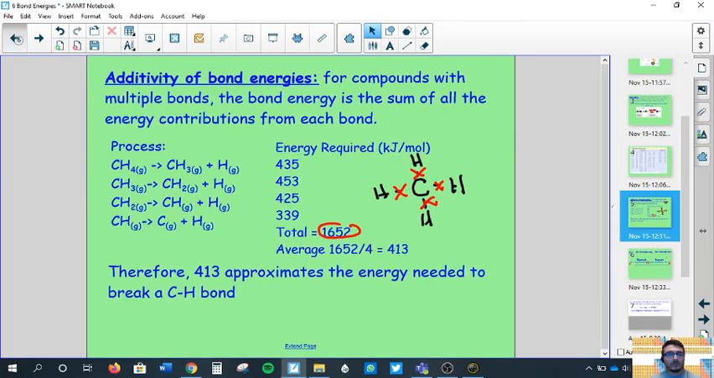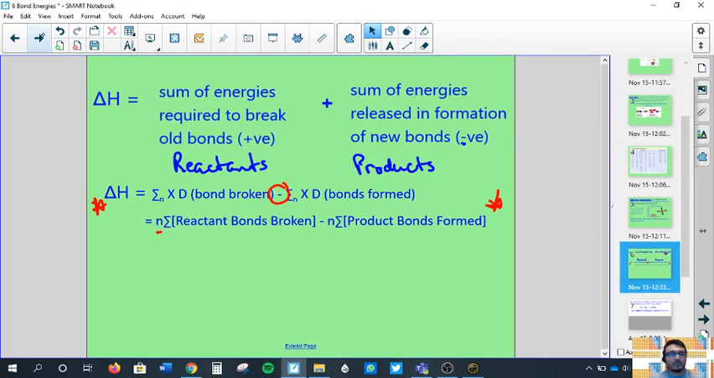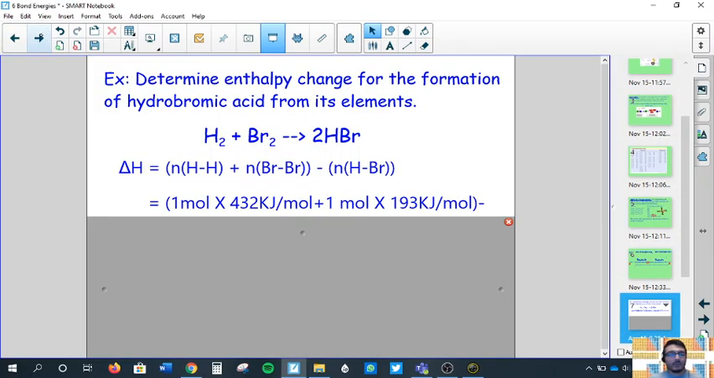Let's go back to our table. 432 kilojoules per mole of hydrogen-hydrogen. So that's where those values come from. Again, you don't have to memorize that. I will give you that. I will embed it into a question so that you can refer to it easily. We're going to add this value here. That's bromine-bromine. There's a coefficient of 1, so there's 1 mole of bromine, and that's 1 mole times, this came from the table again, 193 kilojoules per mole.